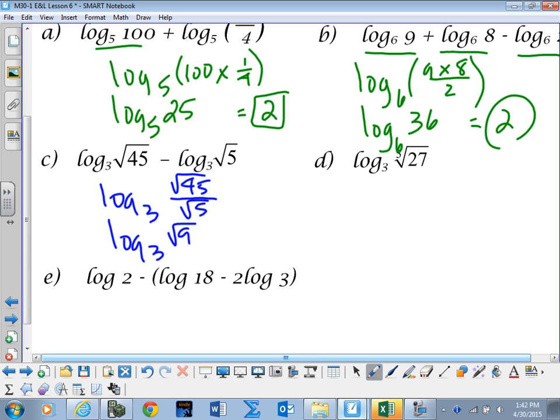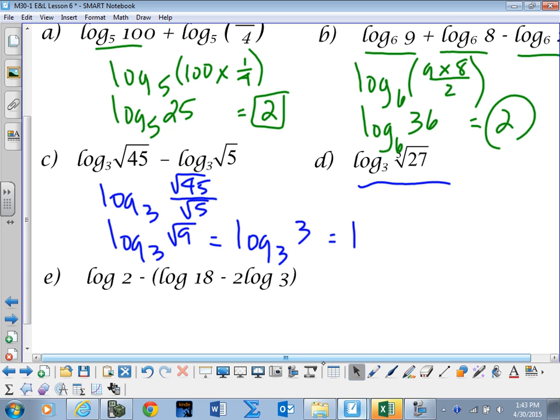Well, I can handle this a couple of different ways. I could change this to log base 3 of 3 because square root of 9 is 3, and that equals 1. I could change this to log base 3 of 9 to the power of 1/2, and then move the 1/2 into the front of the log, using the third law of logs. I think I'll just leave it the way it is right now, because we are going to use that law of logs in another example.